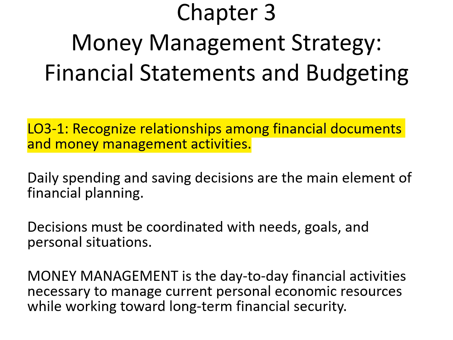So now in chapter 3, we're getting into the nuts and bolts, if you will, of personal finance. So again, money management strategies, financial statements, and budgeting. Recognize the relationship among financial documents and the money management activities. Daily spending and saving decisions are the main element of financial planning. Daily, meaning that you do track your finances on a daily basis.